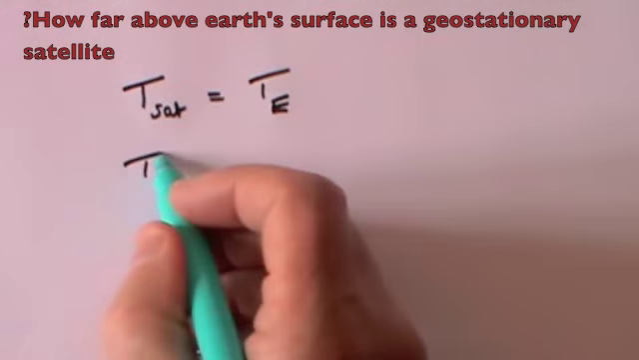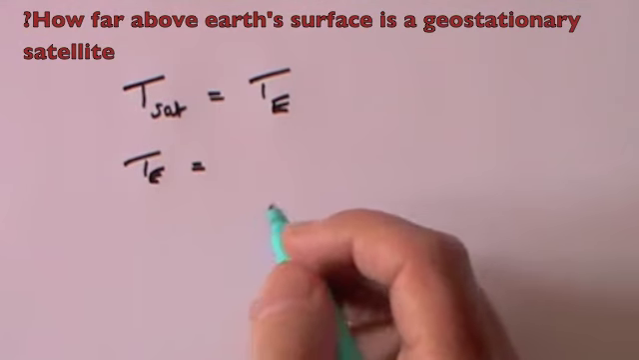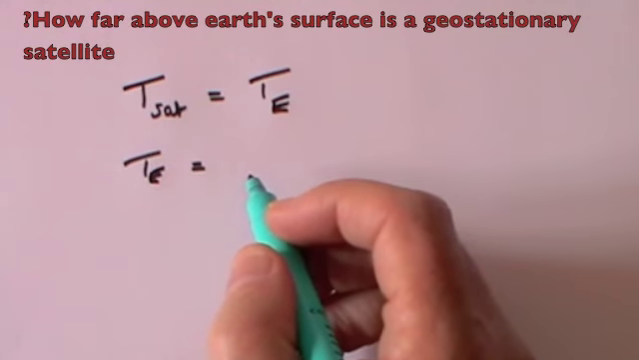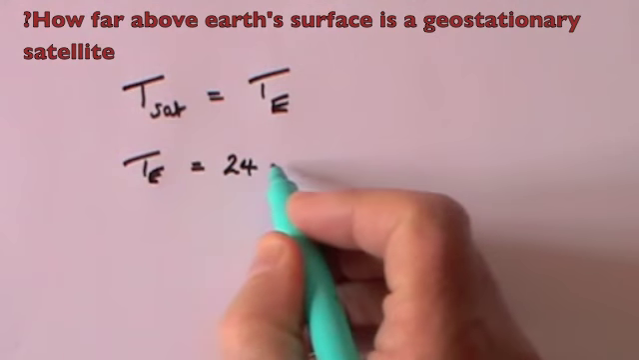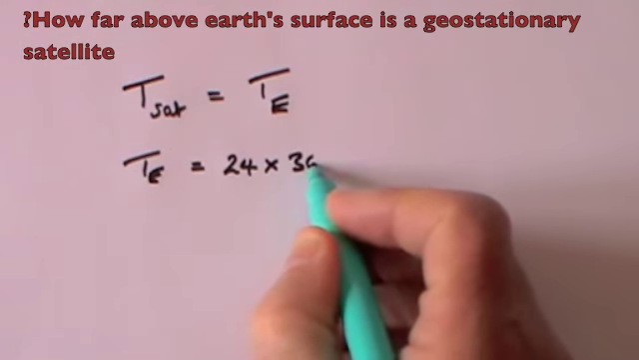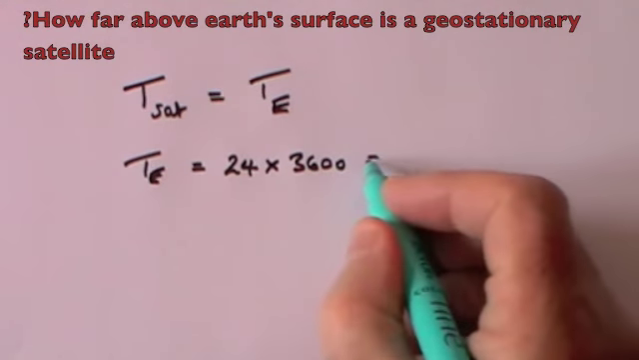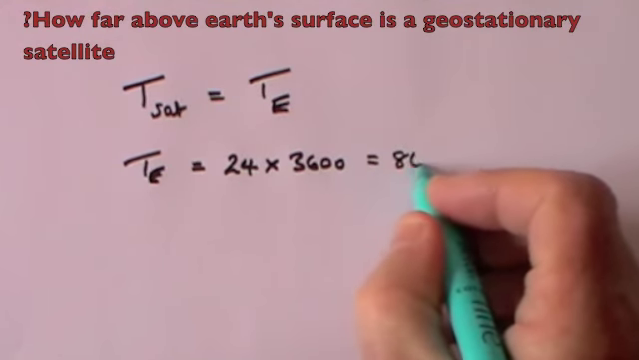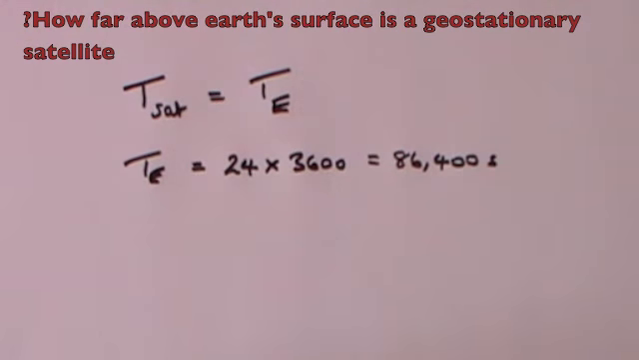Well, what is the Earth's period of rotation? Well, it rotates once every 24 hours. We don't need to be more accurate than that for this purpose. So it's 24 hours times 3,600 seconds, which is actually 86,400 seconds. So the period of the Earth's rotation is 86,400 seconds. Consequently, so must that be of the satellite.